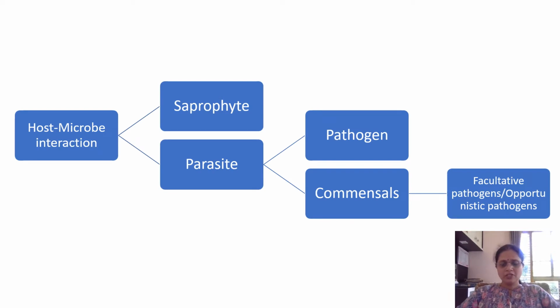Before we talk about the types of infection, let us first understand a few common terms that we are going to use here. So when we say that a host is interacting with a microorganism or vice versa, we will come across two terms. One is a saprophyte, the other one is a parasite. This is the term given to the microorganism that is interacting with the host.